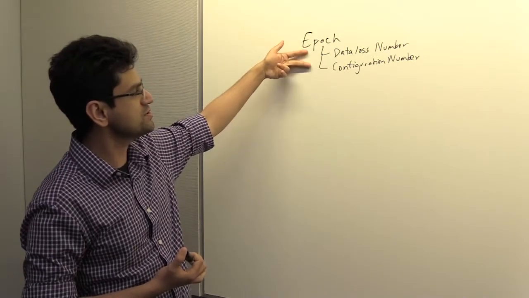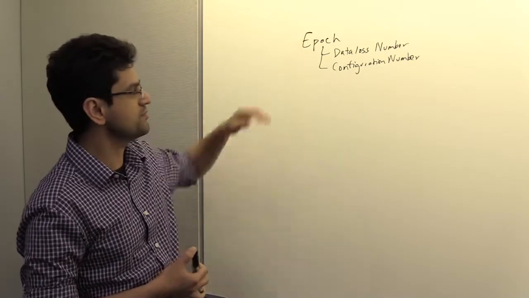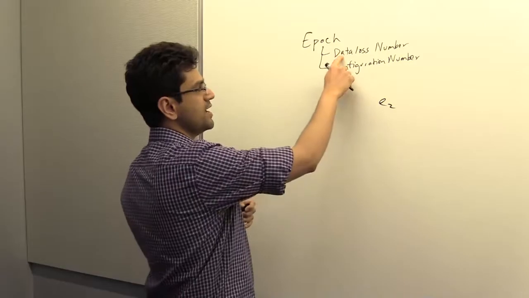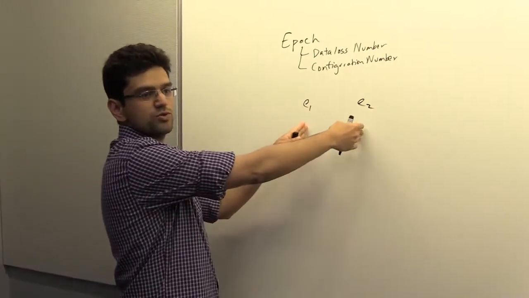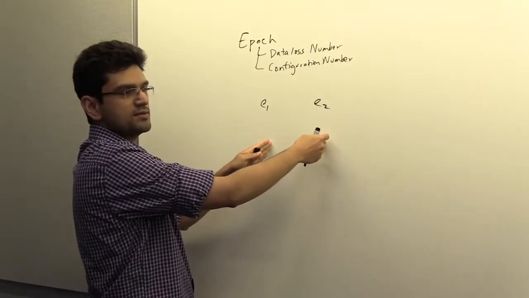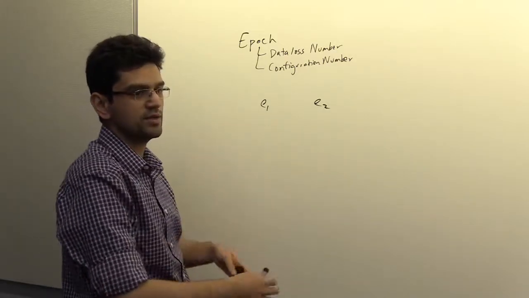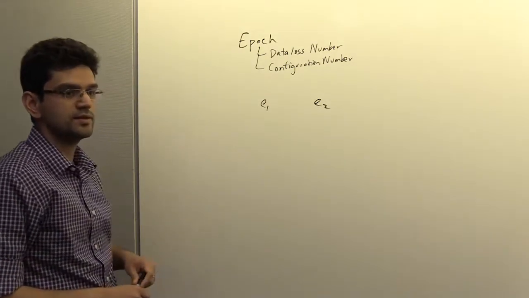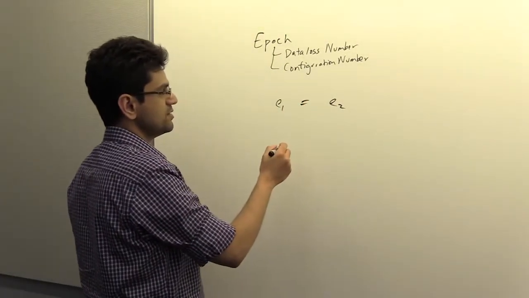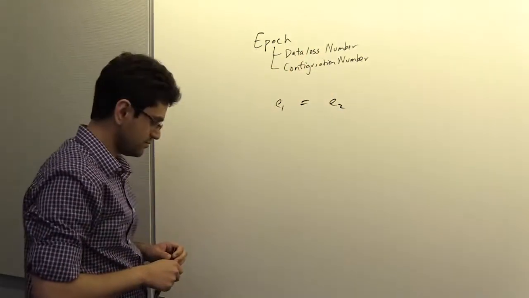And you can use these two pieces of state in the epoch to figure that out as well. If you have two configurations, E1 and E2, and they have the same data loss number, it implies there was no data loss between these two. If you have the same configuration number, it implies that the primary between these two has not changed. So it's the exact same primary, right? So those two are considered absolutely identical configurations. Yes, so switching from E1 to E2 would not be a reconfiguration. E1 will be equal to E2 in that case because they're exactly the same, right?